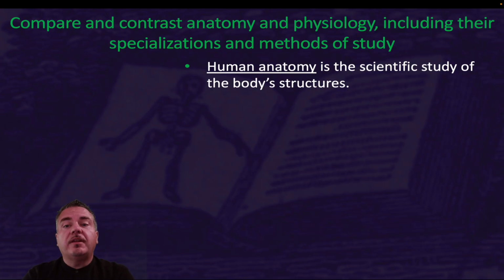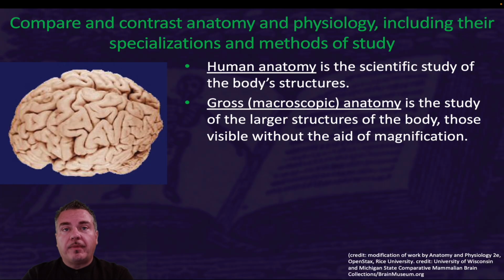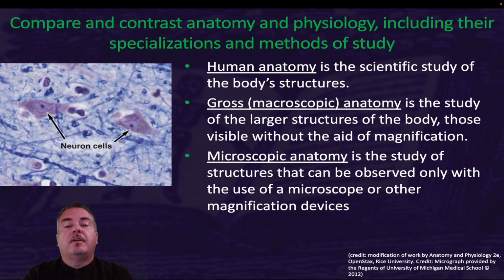To begin, human anatomy is the scientific study of the body's structures. Gross or macroscopic anatomy is the study of the larger structures of the body, those visible without the aids of magnification. For example, looking at this human brain here. Microscopic anatomy is the study of structures that can be observed only with the use of microscope or other magnification devices. For example, looking at these neuron cells.